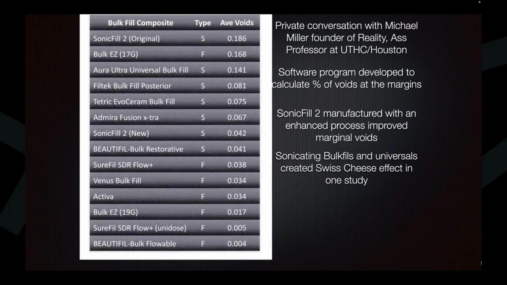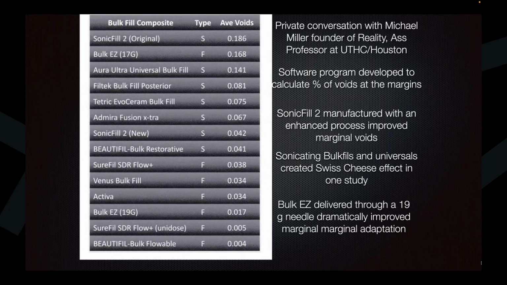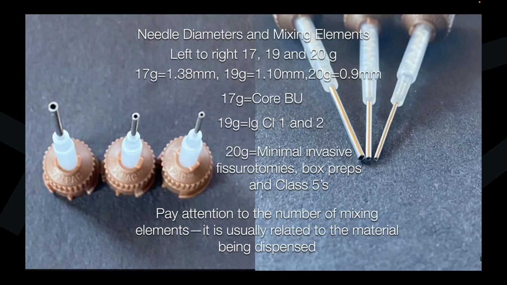I was shocked to see that, but at least they were able, by changing their constituents, to make the percentage of voids go far lower. Bulk Easy, if you just change the needle size, you significantly decrease the percent of micro gapping. So that's a significant 0.168 to 0.017. With that study done at the IADR 2017 San Francisco, I advise Danville get that 17 out of there.